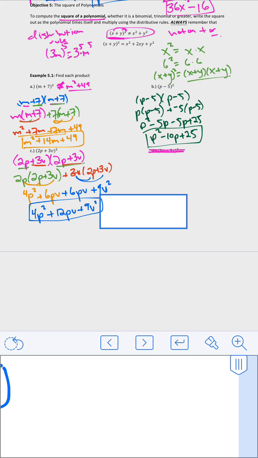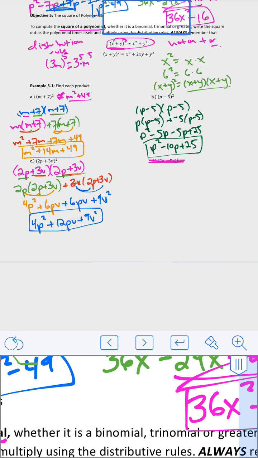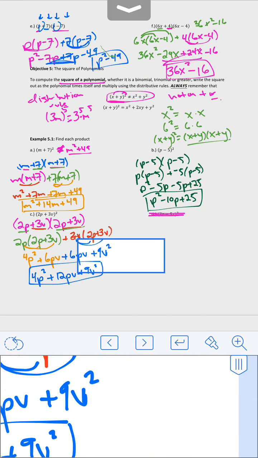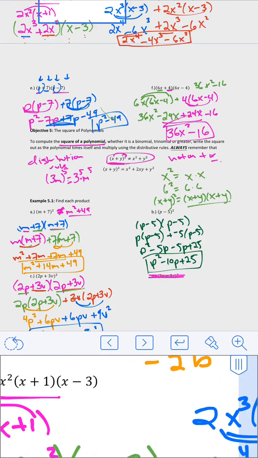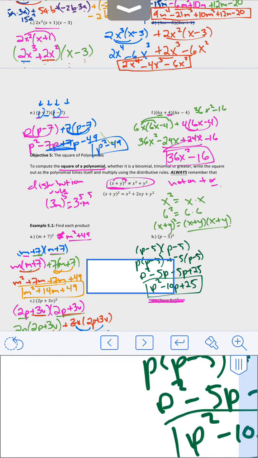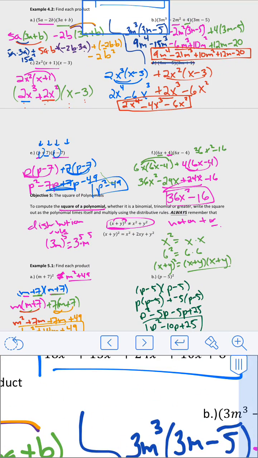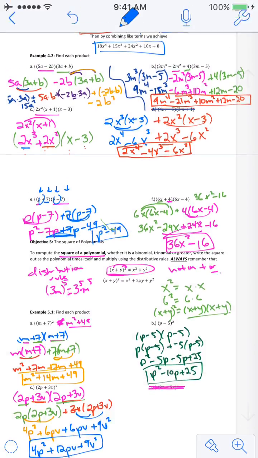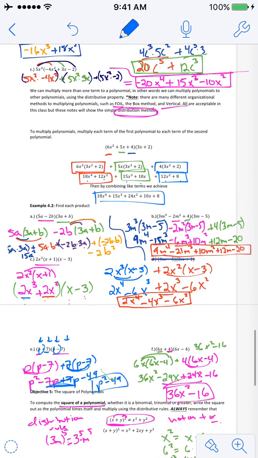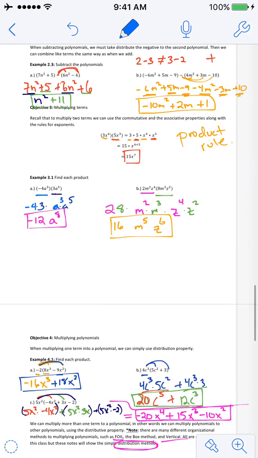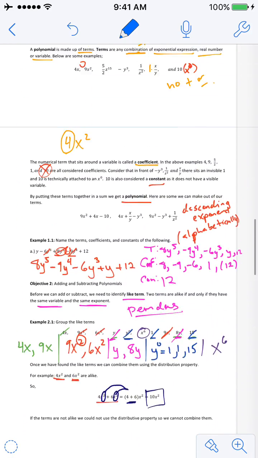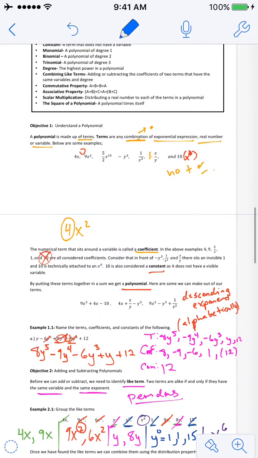Alrighty. This has been a long video, but let's do a quick recap of what we talked about today. We talked about what exactly a polynomial is. We talked about adding them, subtracting them, and multiplying them. And remember, when multiplying, you can use any form you want, any organizational method. If you know FOIL, that's fine, you can go for it. But really, at the end of the day, it's just distribution over and over and over again.